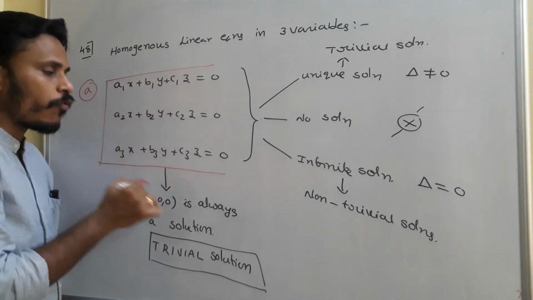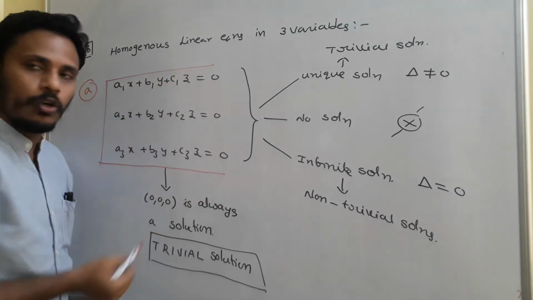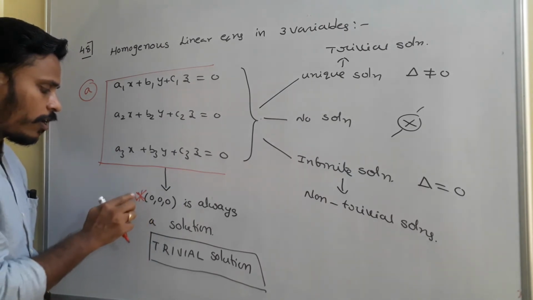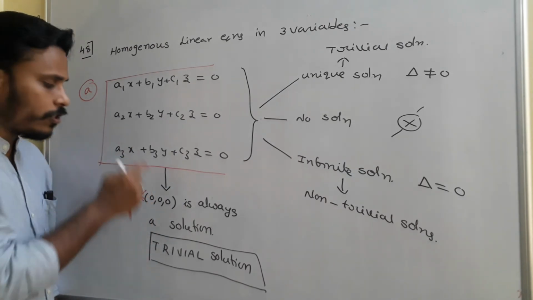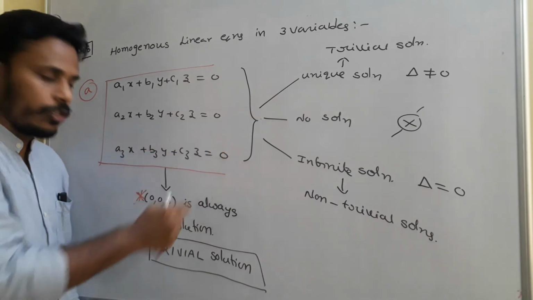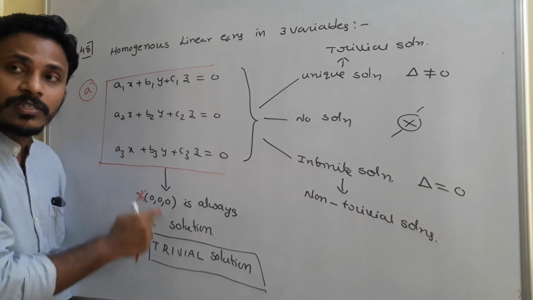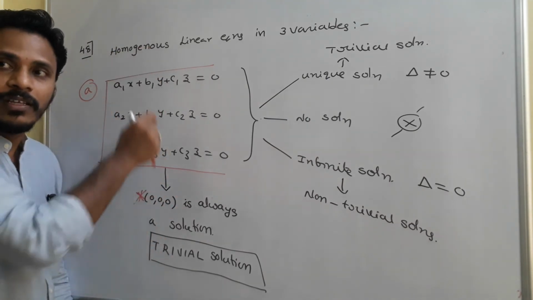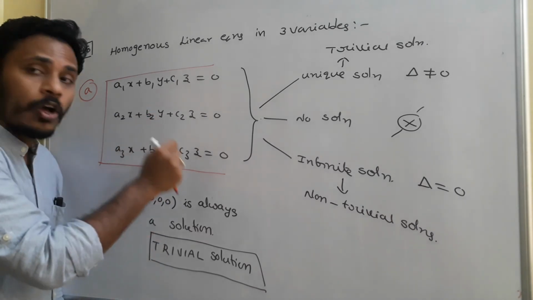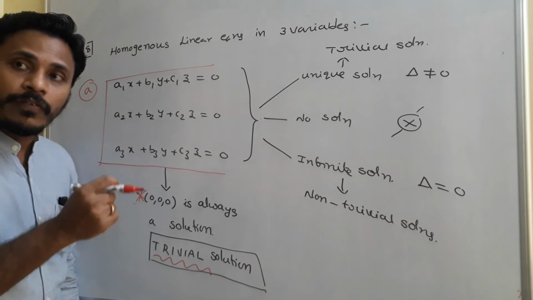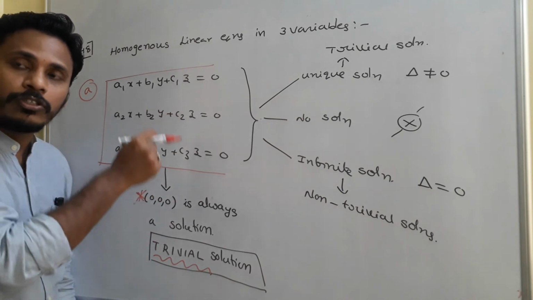And for these type of equations where the constants are zeros, it is very clear that (0, 0, 0) is a solution. If you wish, check it. Replace x with 0, y with 0, z with 0. For sure the left side is 0, the right side is also 0. That means (0, 0, 0) satisfies those three given equations. So this is always a solution for these type of equations. Since it is always a solution, we call it a trivial solution. So a trivial solution exists only for homogeneous equations.